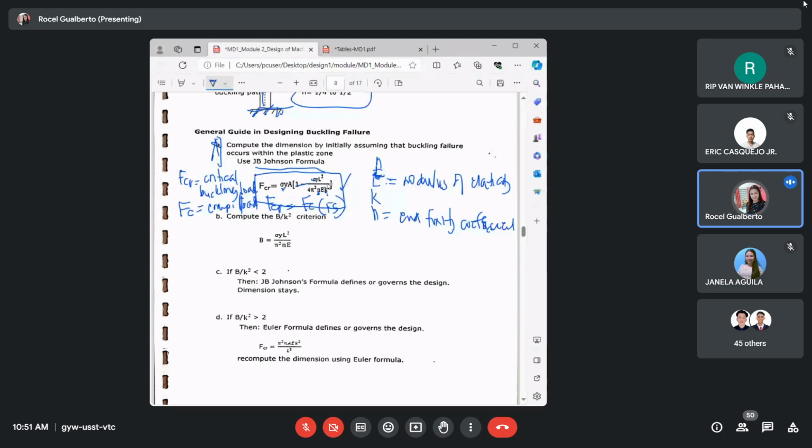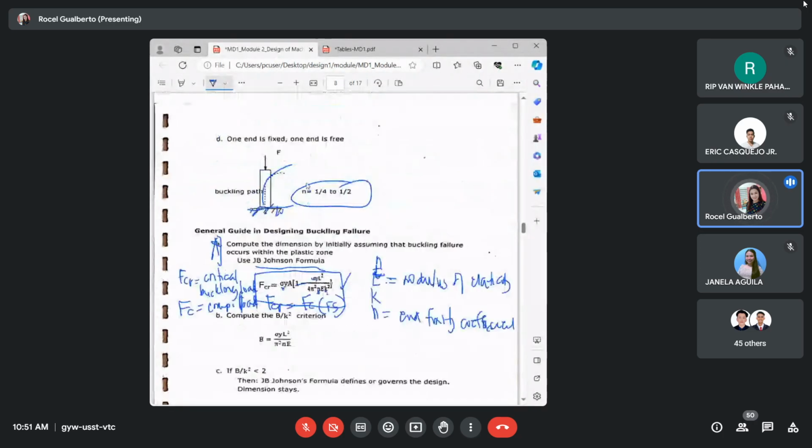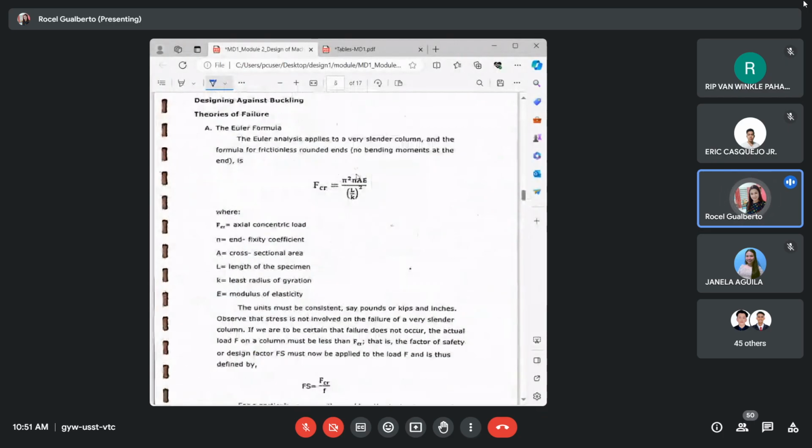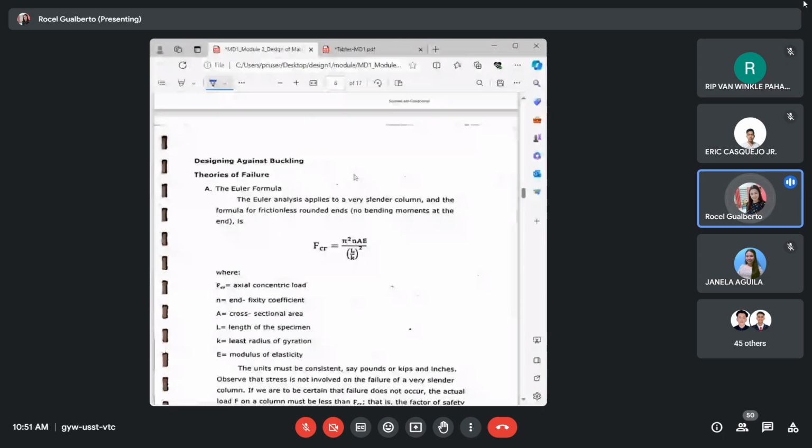Okay? So, hindi lang po yung compressive load. Kasi dun sa case 1 po, ang ginagamit lang po natin is FC. Okay? Yan po aring kanina. Okay? Ang ginamit lang po natin dito is the compressive load.